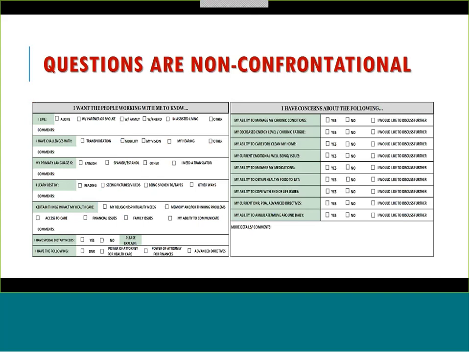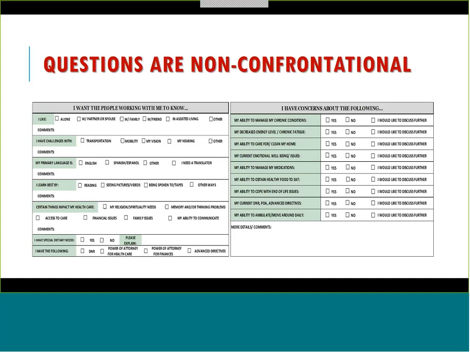So the questions on the form, and it doesn't have to be a care plan form, this could be a questionnaire that you're giving to the patient or sending to them at home before they come in for a visit. They're very non-confrontational. We're just simply asking, and we kind of motivate them with the headings that are on there. I want the people working with me to know.